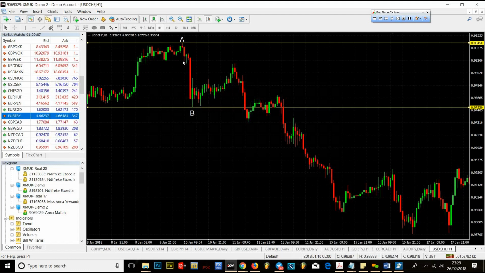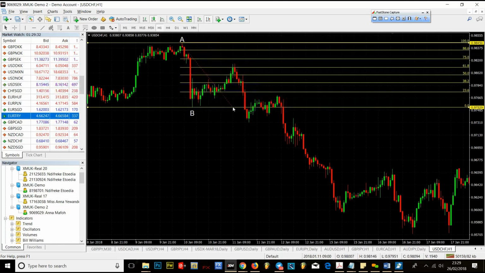After you have identified that A and B, what you want to do now is pick your Fibonacci tool. Because you're dealing with a downtrend, a bearish market, you want to draw your Fibonacci from top to bottom. Take note, top to bottom. If your market was a bullish market, you would be drawing your Fibonacci from bottom to the top. So take note: because your market is a bearish market, in a downtrend, you want to draw your Fibonacci from top to bottom.